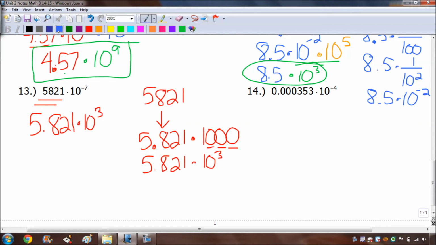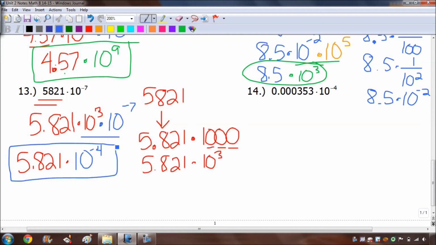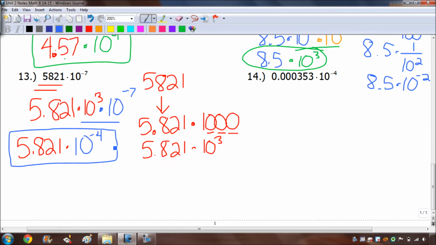Then you have to copy down this times 10 to the negative 7th power. And then these will add together, copy your coefficient down, you get 5.821 times 10 to the negative 4th power. So this right here will be times 10 to the negative 4th power. Okay? And then number 14 is the last one that we are going to do.